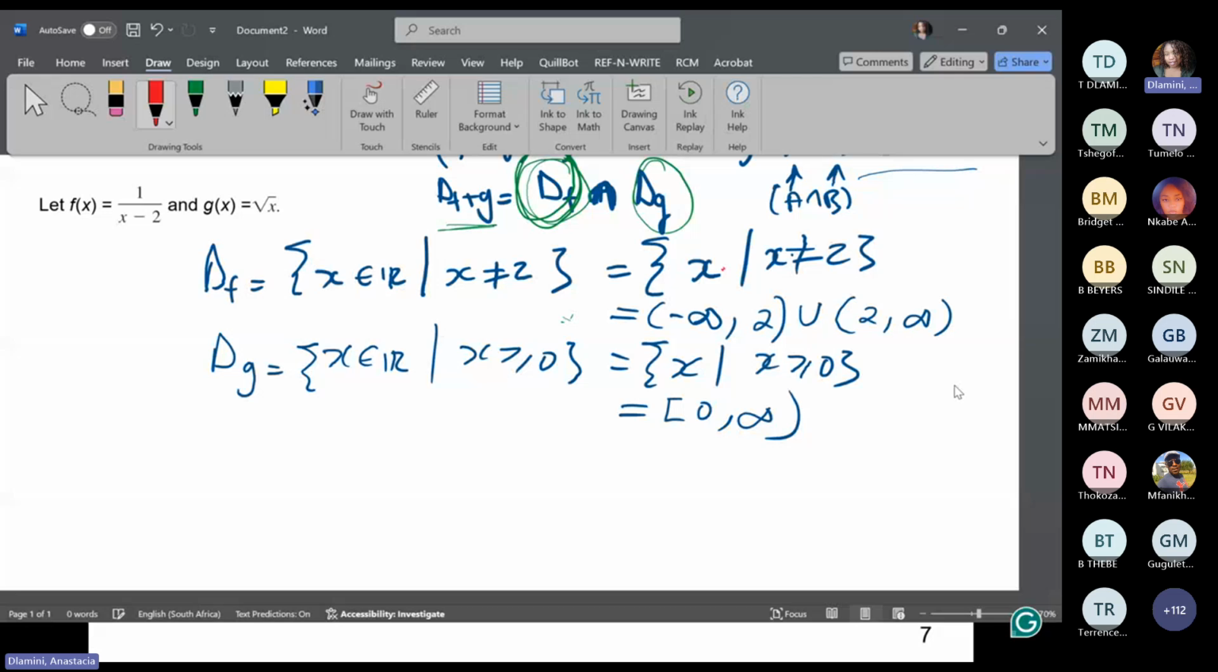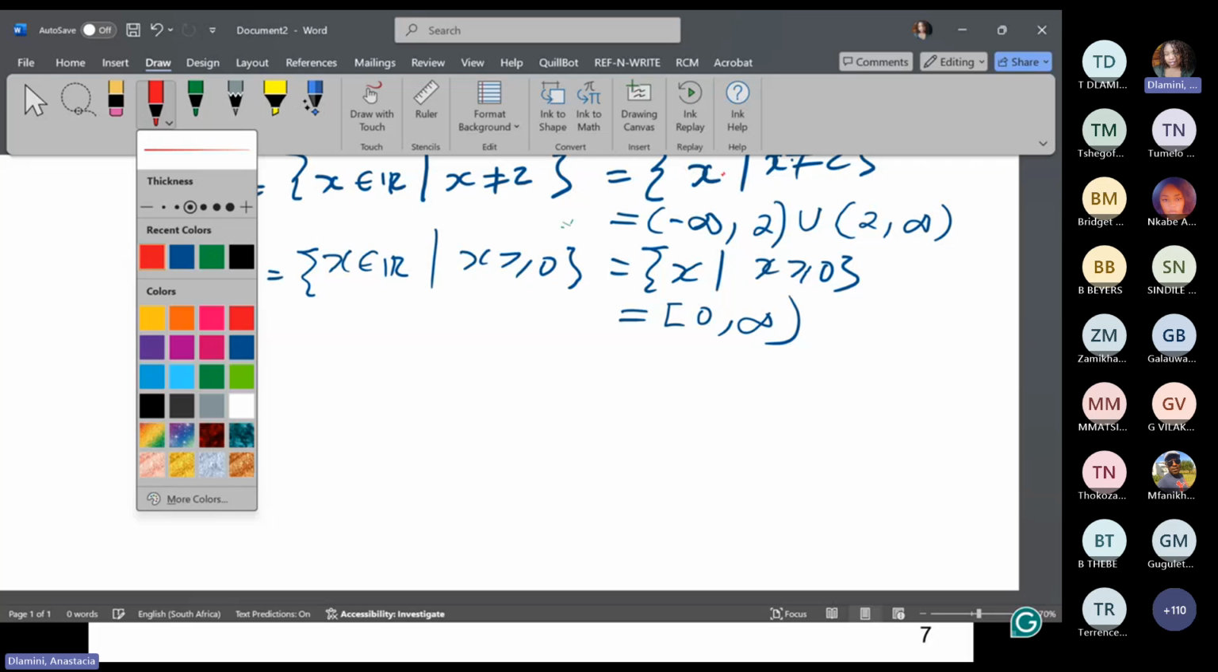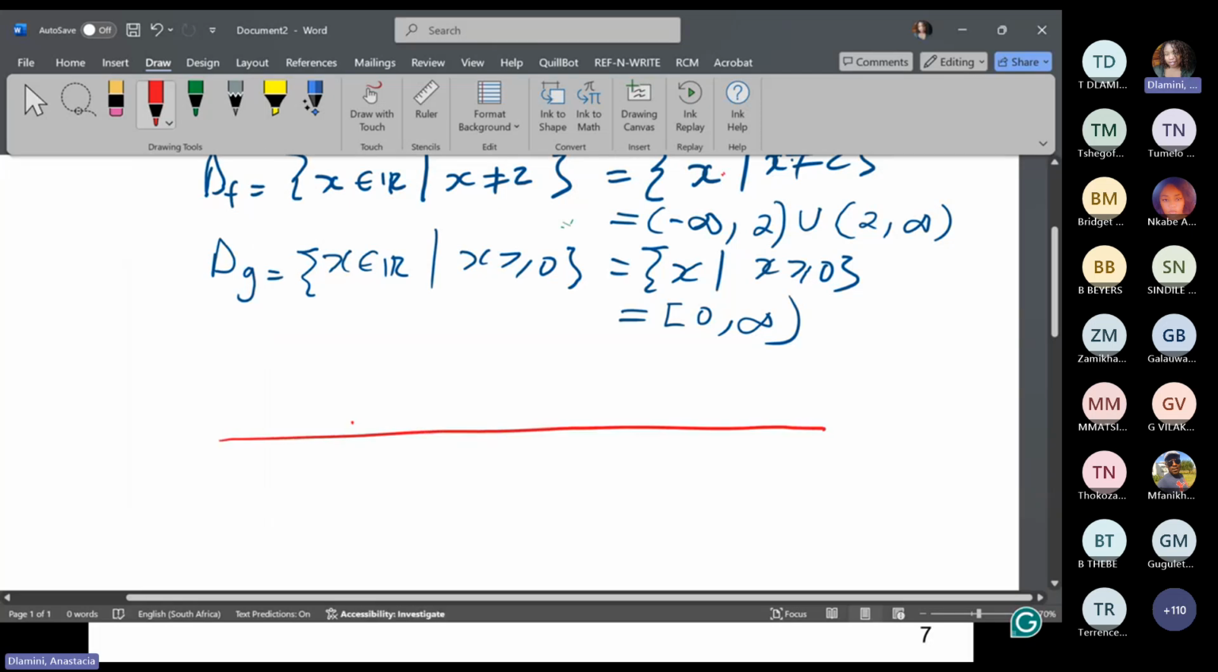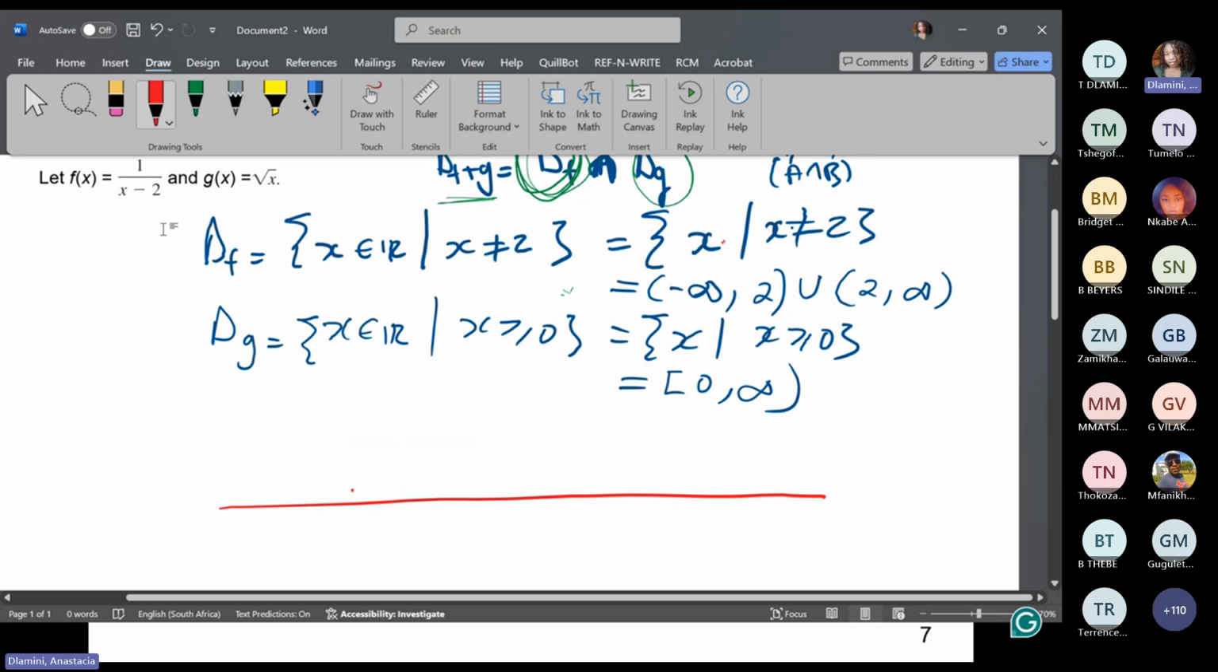So what do you do when you can't find the intersection by just looking at it? You go and draw a number line. Now you're drawing both domains on the same number line. So this is my number line. Then I want x from negative infinity to 2. At 2, am I putting an open circle or a closed circle? Open circle.